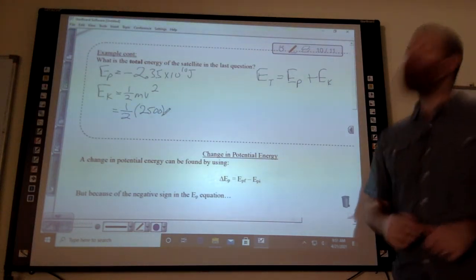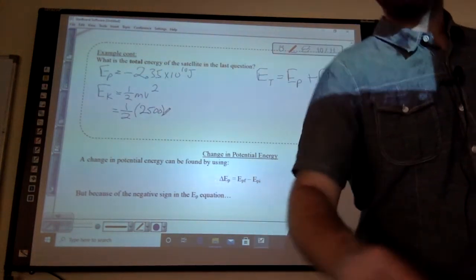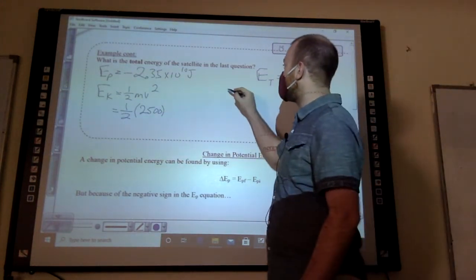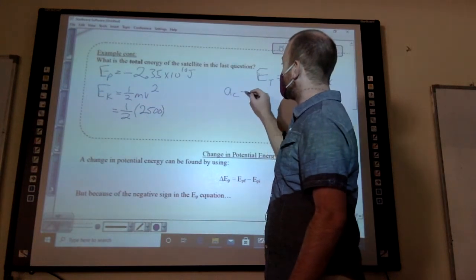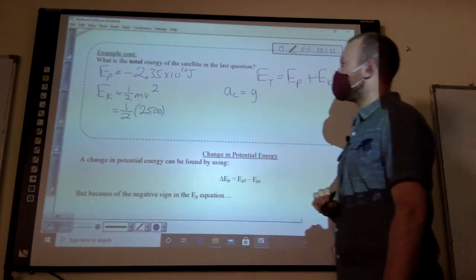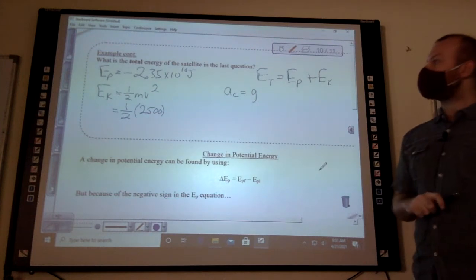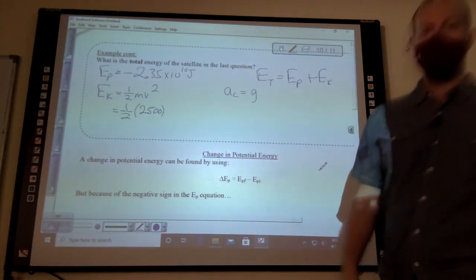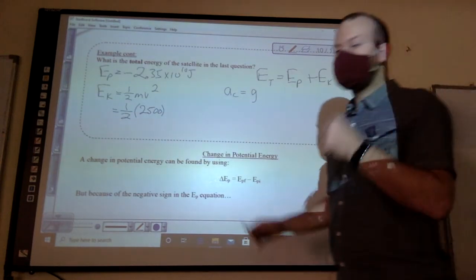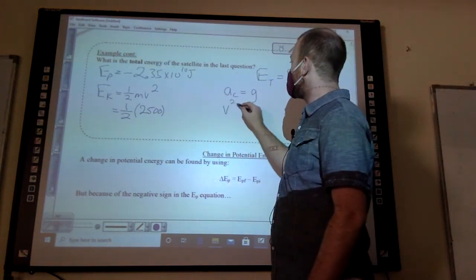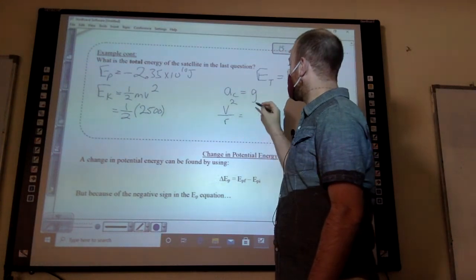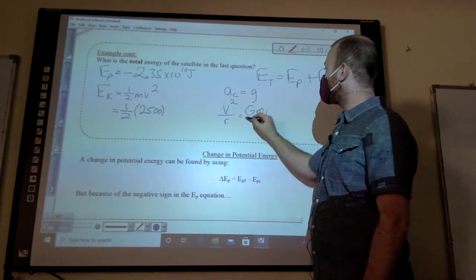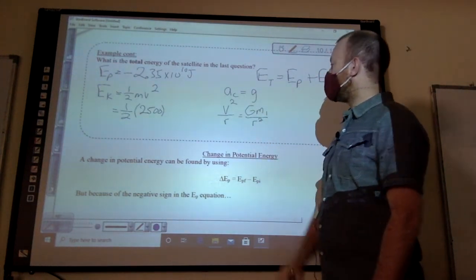So we're going to use stuff that you previously saw. Actually, using what was done yesterday, we have this other equation. We've got that centripetal acceleration equals the acceleration due to gravity. From this, because a_c depends on the speed, we can figure this out. So this is v squared over r is equal to G m1 over r squared.